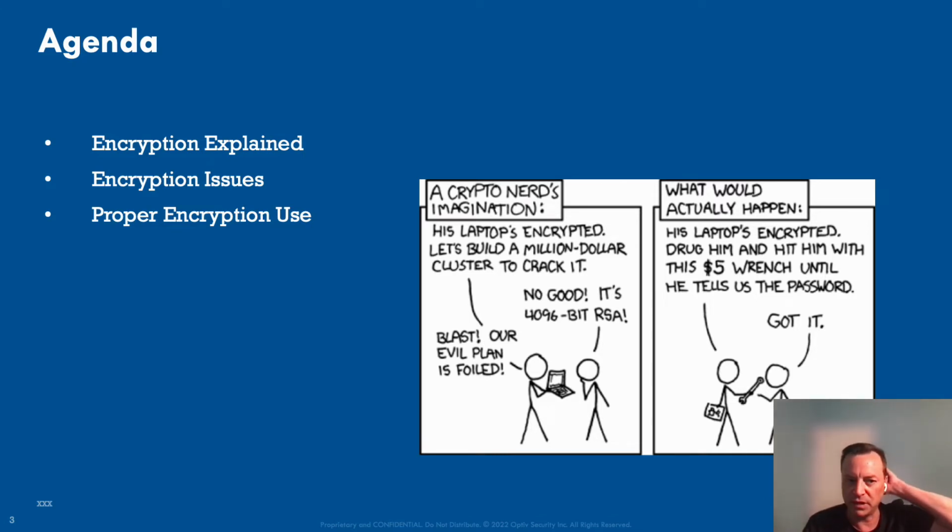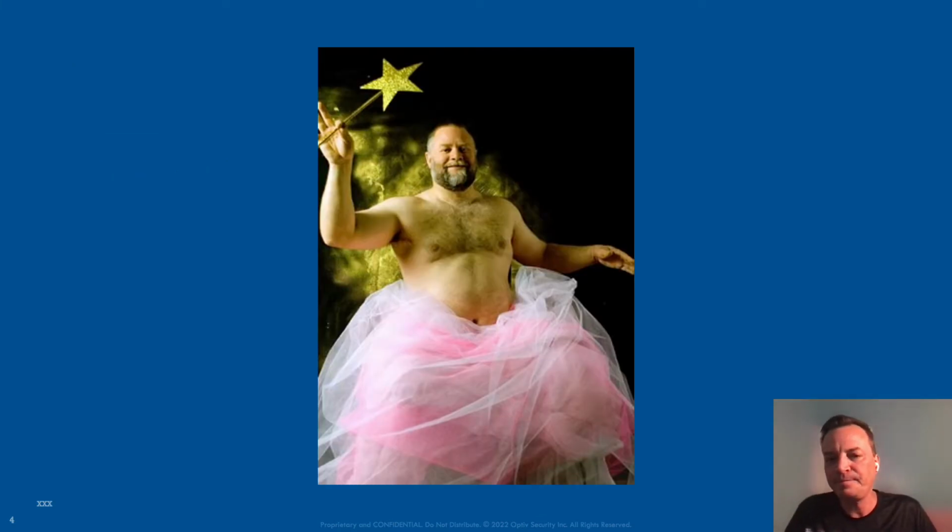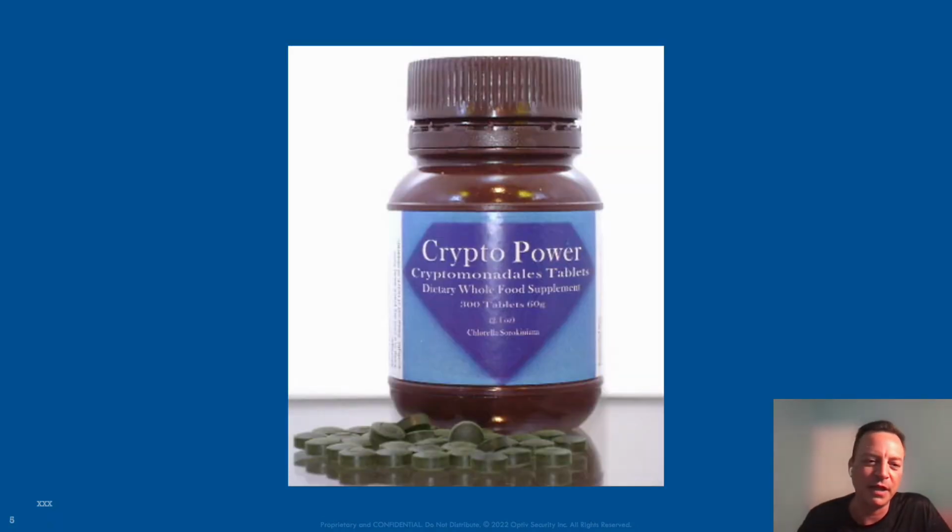So we're going to talk about encryption, just give some explanation. We're going to talk about issues that we've seen, and then how we fix that. What's the proper way to do cryptography? As I said, encryption's not magic. There's no dust you can just sprinkle on something, or powder you can give to it that's going to make it all go away and easily solve all your problems.